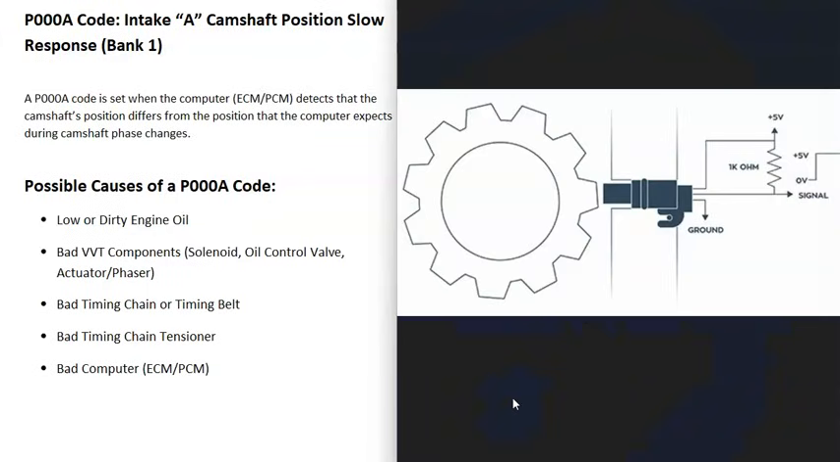Well, basically, there's a camshaft position sensor that's tracking the camshaft as it spins, and it's reporting this information back to the computer, and the computer uses this information for timing. But when you get a P000A code, this camshaft position sensor is reporting that there's some kind of issue going on bank 1 side of the engine, and so it's going to have to be troubleshooted.